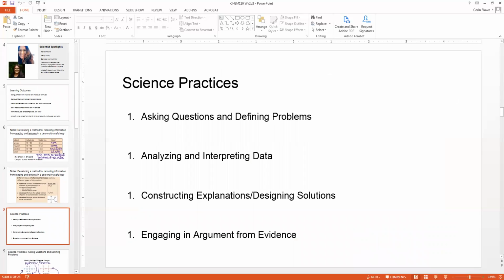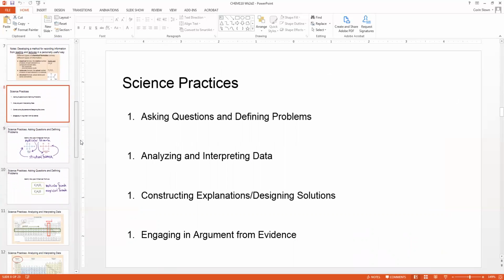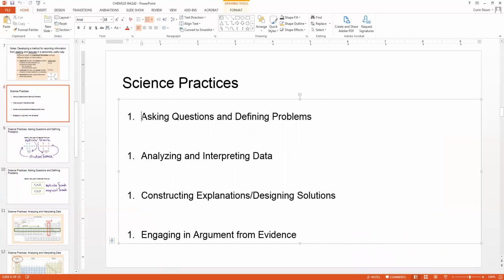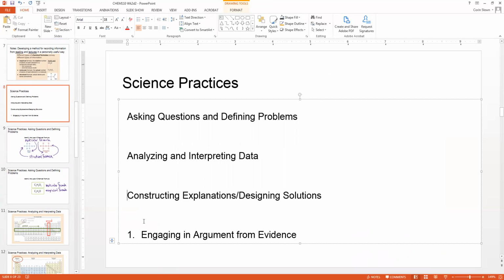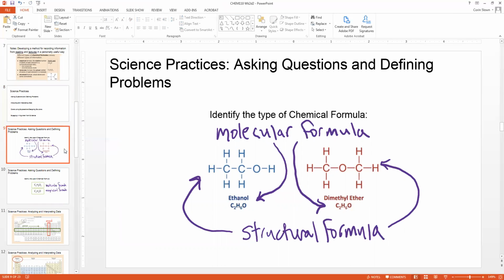So as we think about today, we're going to do some science practices associated with the information that we're learning. We're going to ask questions and define problems. We're going to analyze and interpret data. And then we're going to think about constructing explanations and designing solutions. What's really interesting and important about these is that eventually that's going to allow us to engage in argument from evidence.